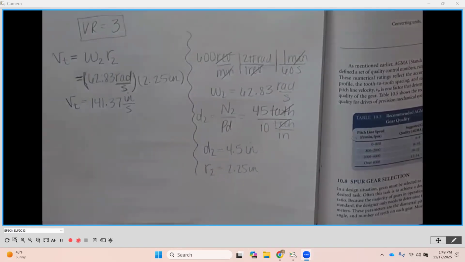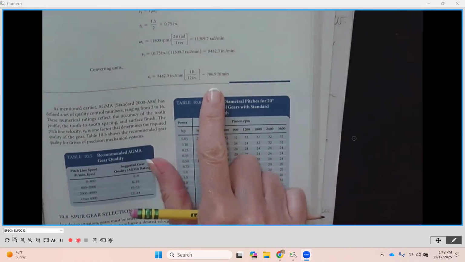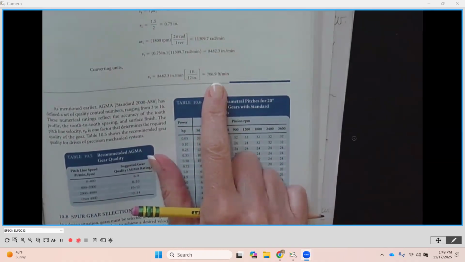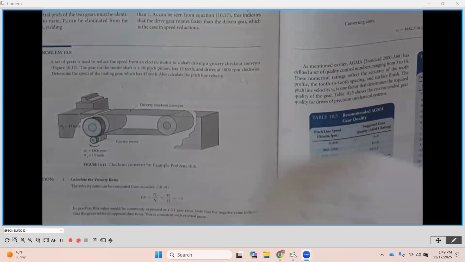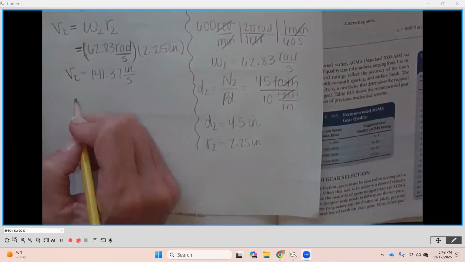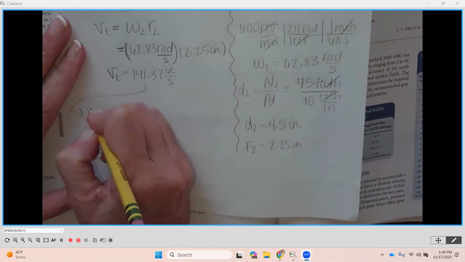Now, for some reason, when they did theirs, if we look, they did it in inches per minute, but then they put it into feet per minute. Okay, so let's go ahead and just convert this into feet per minute to make sure we get the same value, which we should.